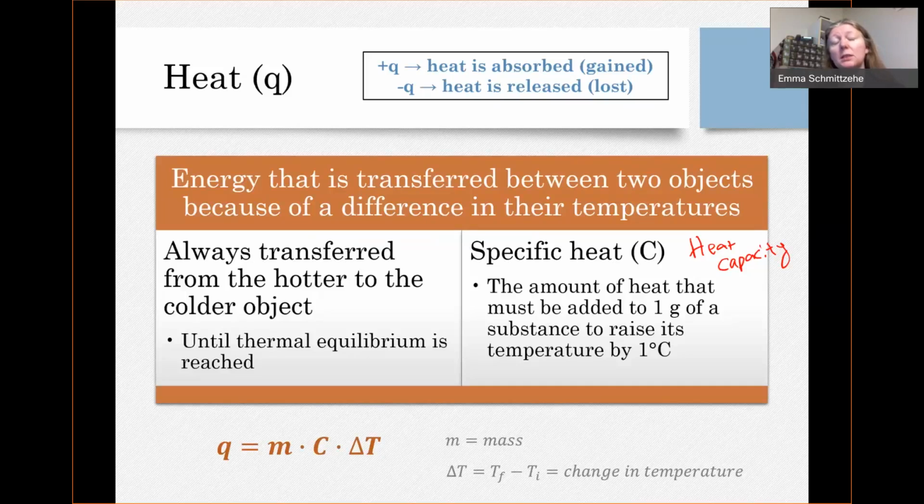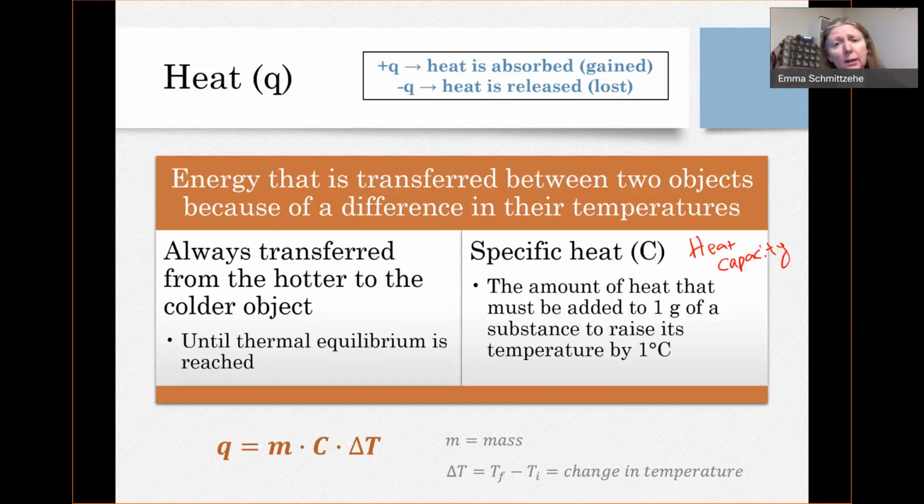Same with the specific heat. The specific heat is always a positive value. So the only thing that can be negative, causing the Q to be negative, is the delta T. And the sign of delta T is all based on, is your temperature going up or down? If the temperature is going up, T_f is higher, so delta T is positive, meaning heat is absorbed. Well, if something absorbs heat, its temperature goes up. That should make sense.